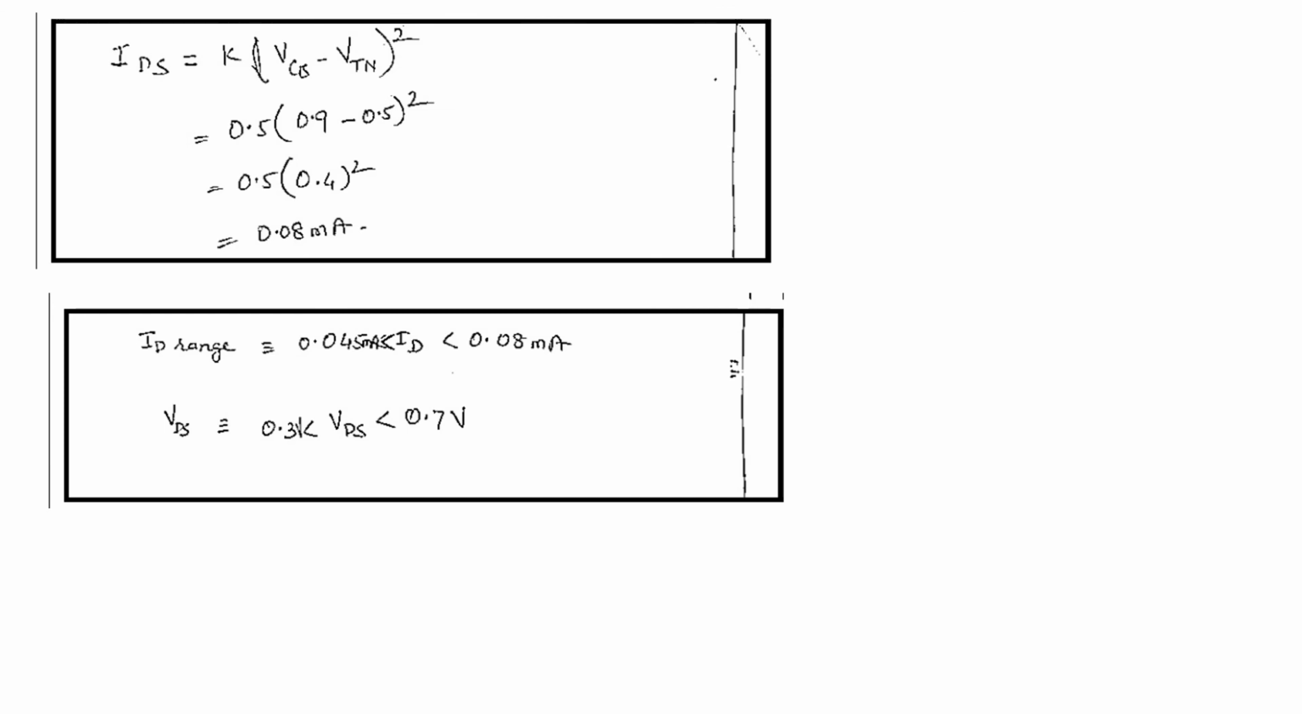So the range of current will lie from the minimum value to the maximum value to which it can be pulled. So the minimum value of your drain current is 0.04 milliamperes, and the maximum value of the drain current is 0.08 milliamperes. So your current range is within a limit of 0.045 milliamperes to 0.08 milliamperes. Similarly, your saturation drain voltage lies in the range from 0.31 volts to 0.7 volts.